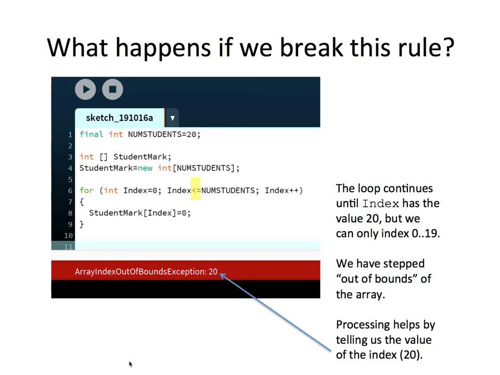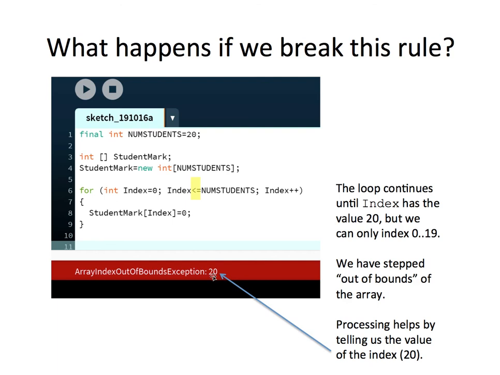And if we try to break this rule, the system will complain, as we see here. So notice how we've tried in the for loop to index not less than num students, but less than or equal to num students. So we essentially go from 0 to 20. Now 0 to 20 is 21 items rather than 20. So here we've sort of stepped out of bounds of the array, and Processing is telling us precisely that. It's saying that the array index is out of bounds, and an exception just means an error. So it even tells you what the rogue value is, 20, here for good measure.